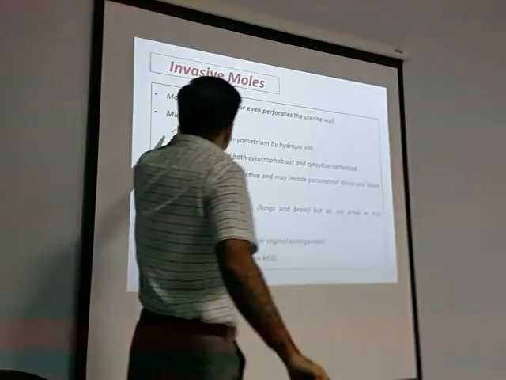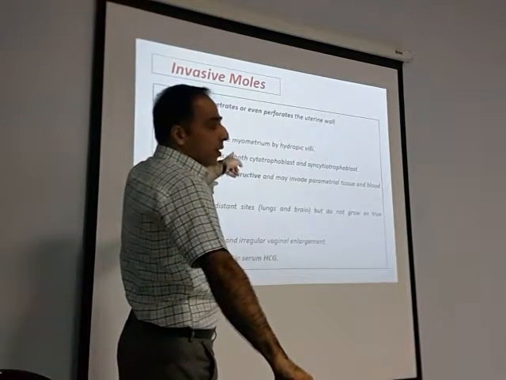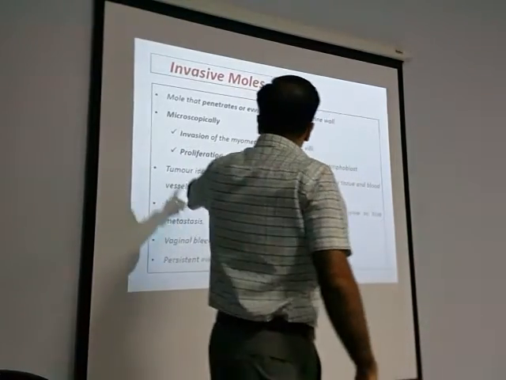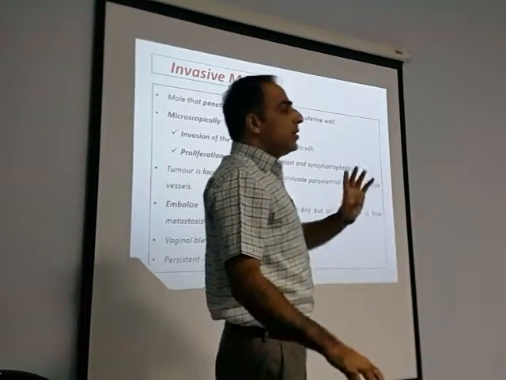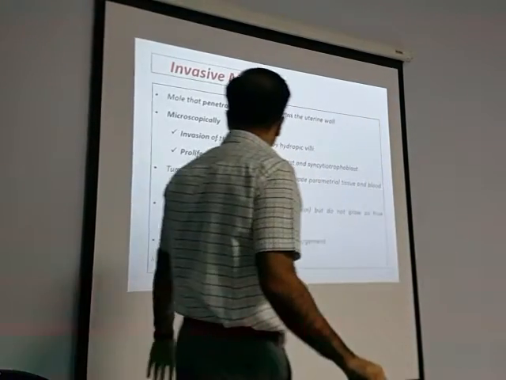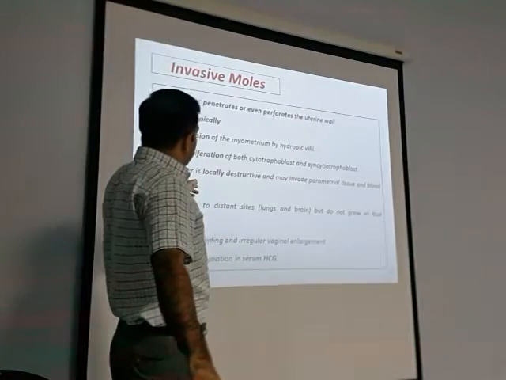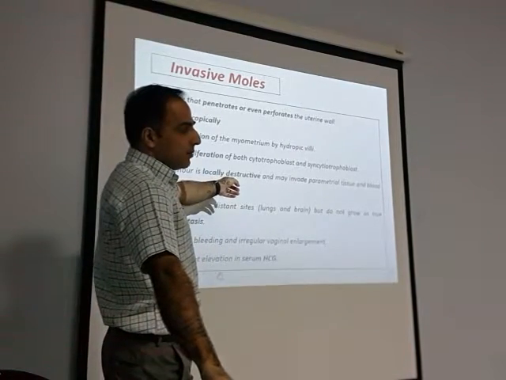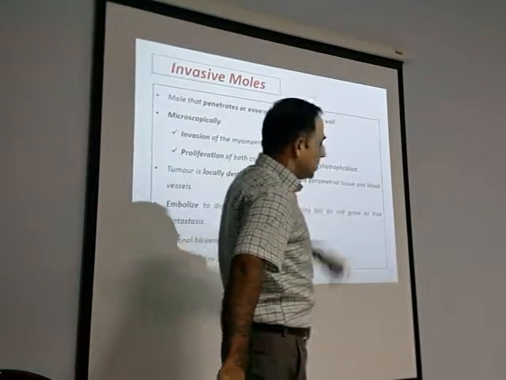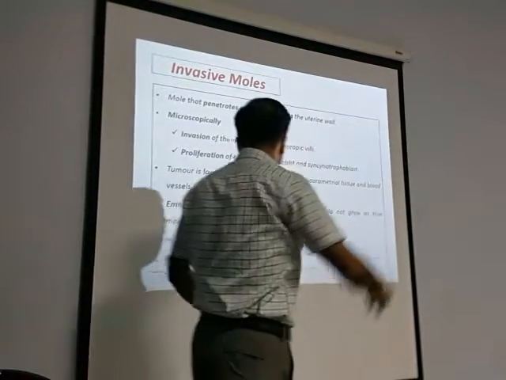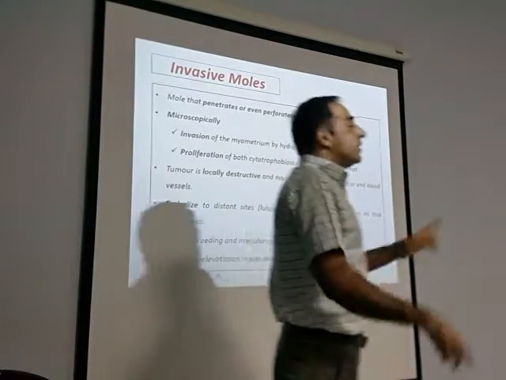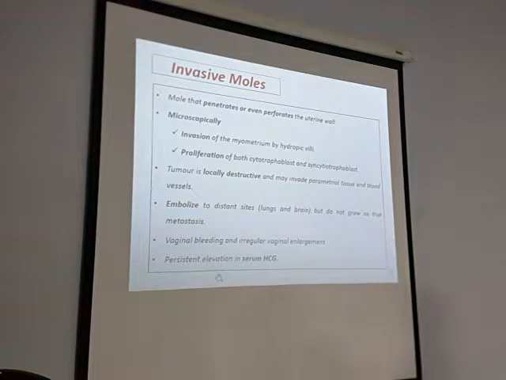Microscopically, what will happen? Invasion of the myometrium by the hydropic villi. The villi will extend into the wall, and there will be proliferation of both the trophoblast and the syncytial trophoblast. You have the two types of trophoblast which are present on the villi. This tumor is locally destructive, only locally. It will not go to the other sides, but sometimes it may go into the blood vessels and go to other parts, distant sites like lungs and brain, but does not grow as a true metastasis. So it is not malignant.